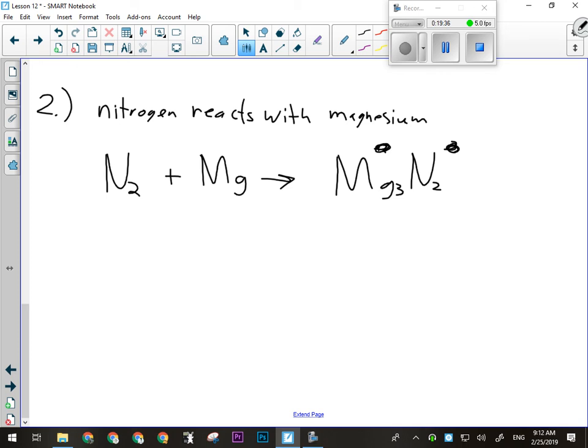Now, I got to balance the whole reaction, and it looks like nitrogen's already okay, so all I have to do is put a 3 here for the magnesium and it'll be balanced.